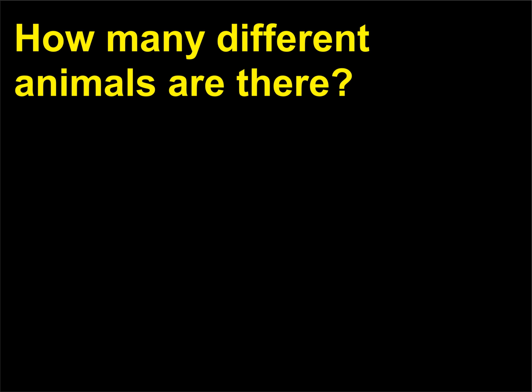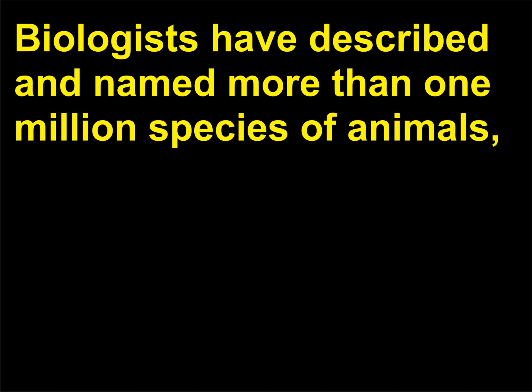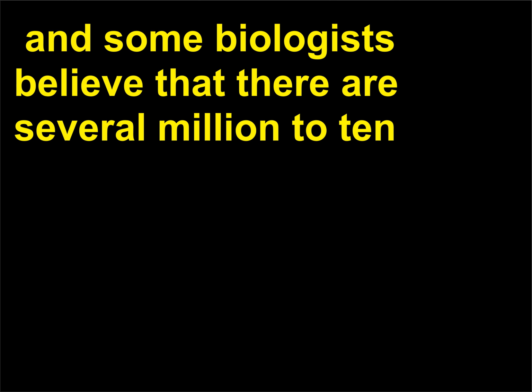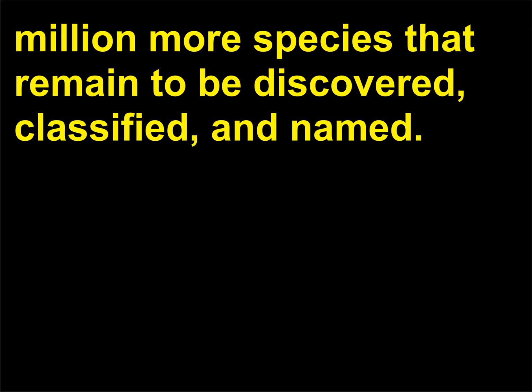How many different animals are there? Biologists have described and named more than 1 million species of animals. And some biologists believe that there are several million to 10 million more species that remain to be discovered, classified, and named.